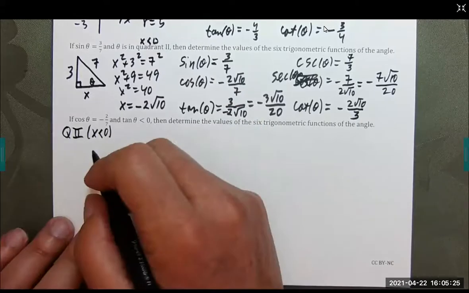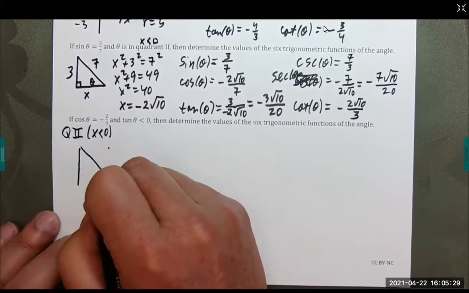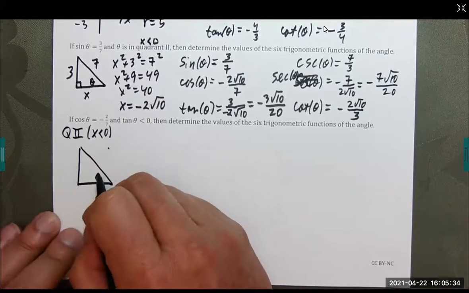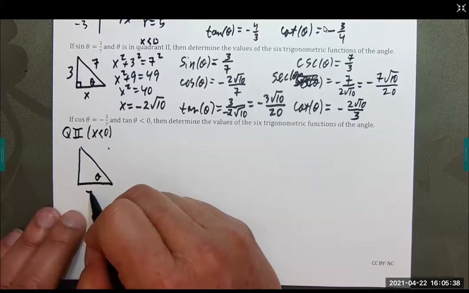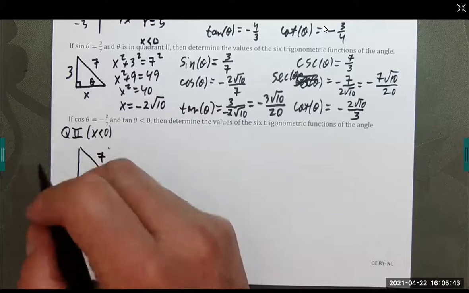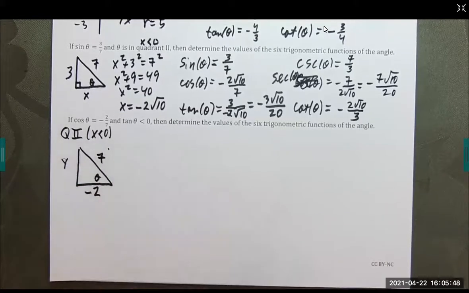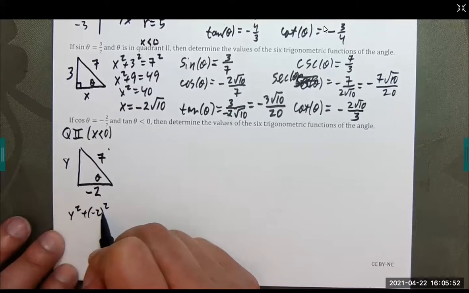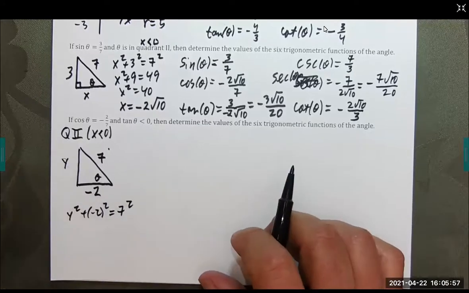All right, we're going to set up a triangle again, kind of like what we did before. And if this is theta, then we know that theta is the adjacent. That's going to be the negative 2 here over the hypotenuse, which is 7. And we need to determine what that missing y value is. So if I go y squared plus negative 2 squared equals 7 squared. Now in quadrant 2, y is positive.